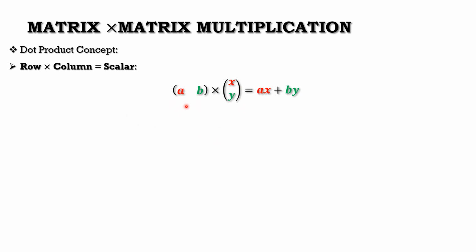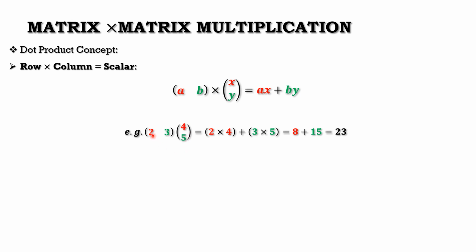So a row of elements of the form A, B multiplying a column with entries X, Y. Here the red entries multiply themselves, and the green entries multiply themselves. Then you sum the results together and that will give you a constant value, that is a scalar. An example is 2, 3, which is a row, multiplying a column of 4, 5, which is also a column.